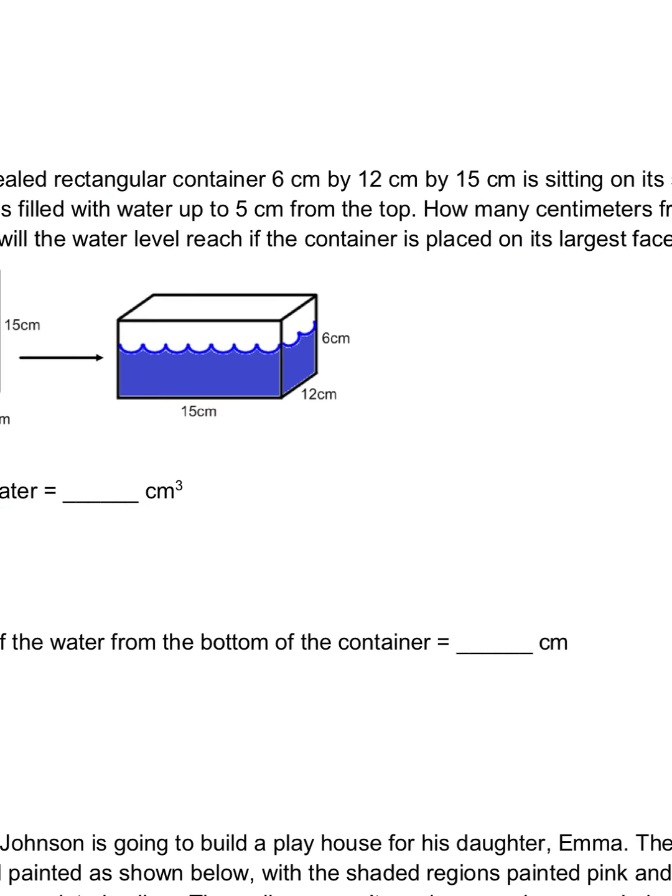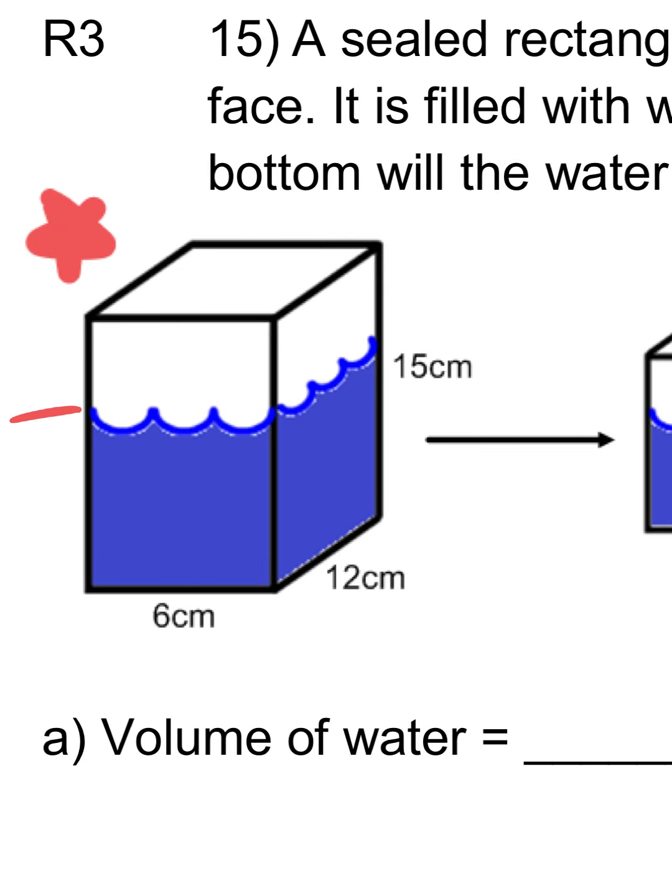All right, so for this one, we have a sealed rectangular container, which is 6 by 12 by 15. So that's located on the right over here. I just put a red star by it. It's sitting on its smallest face. It's filled with water up to 5 centimeters from the top. So notice how I'm drawing on my image here that 5 centimeters from the top, my water is sitting. Okay, so you can kind of consider this water as kind of like an edge, if you will. Okay, so if this whole thing is 15 and 5 centimeters of it is from the top, that means the rest of this is 10.